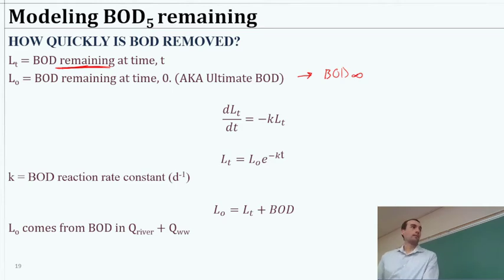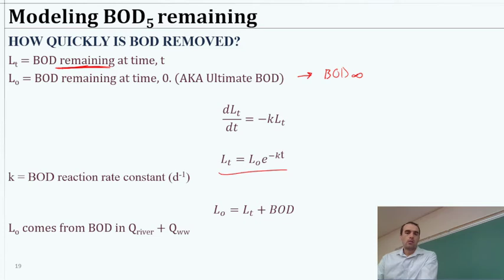Okay, and we can describe that as a first order rate. So we have dLT/dt equals negative k times LT. So the BOD remaining is removed with some rate constant over time, and of course then we can derive an equation for that. LT is equal to L naught times e to the minus kt, as we've done quite a few times in this class.